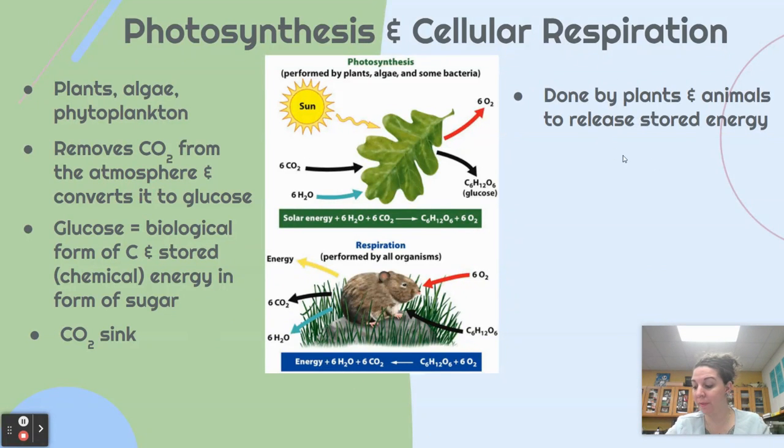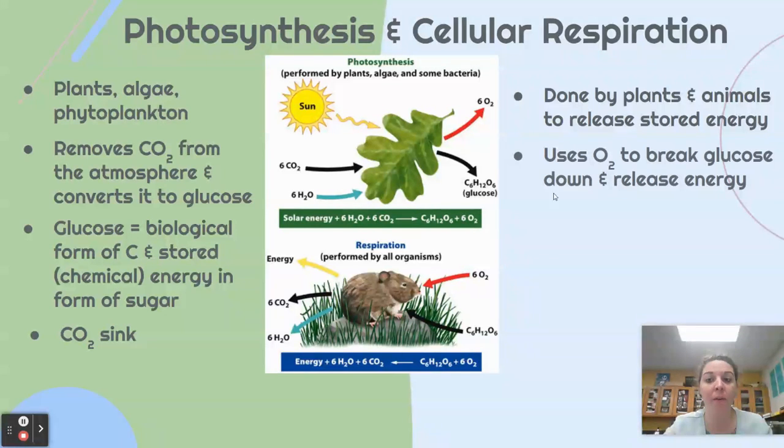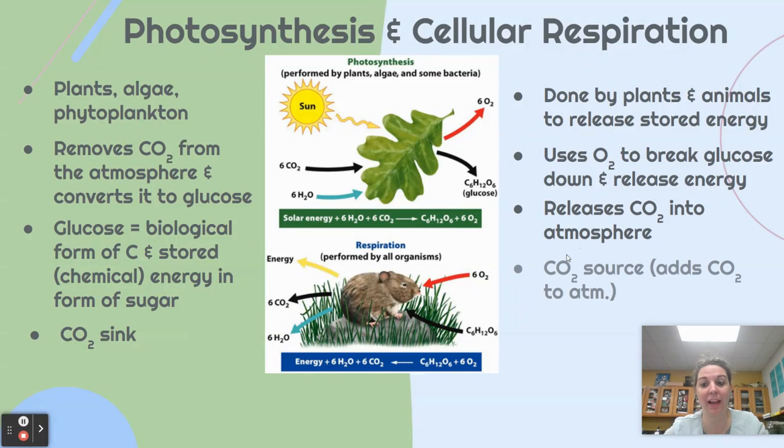And then we come to our cellular respiration. So that's done by plants and animals. I know a lot of times you hear that cellular respiration is just animals. It's not. Plants also go through cellular respiration. And that's going to release that energy that's stored in those glucose molecules. So it takes oxygen from the atmosphere and uses that to break down that glucose and to release the energy that's being stored there. But as a byproduct of that, carbon dioxide is created, which gets released back into the atmosphere. So cellular respiration would be considered a carbon dioxide source because it adds carbon to the atmosphere.